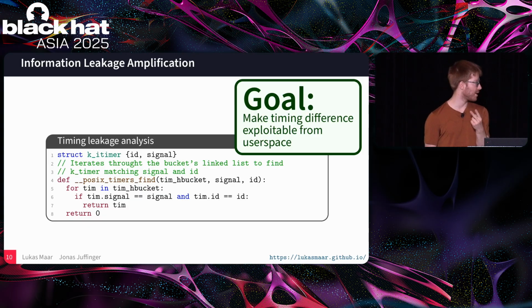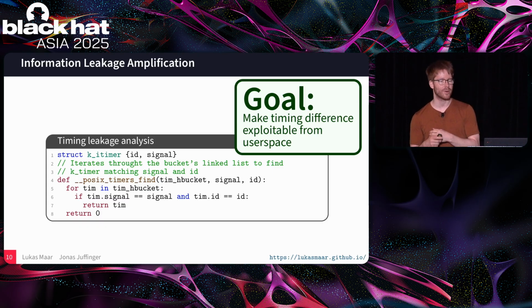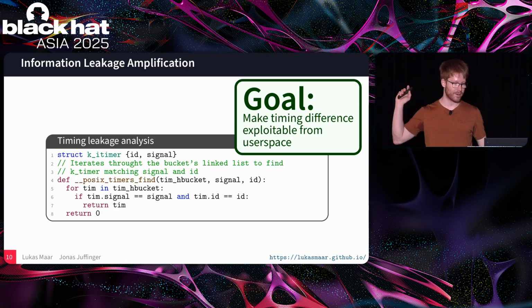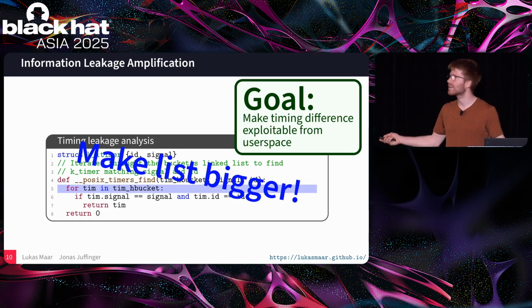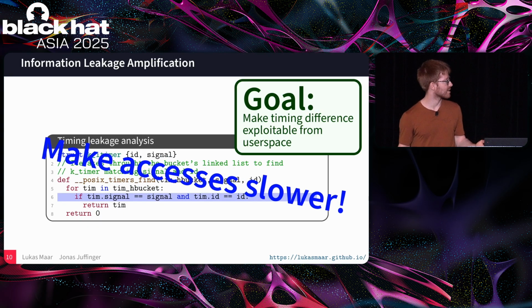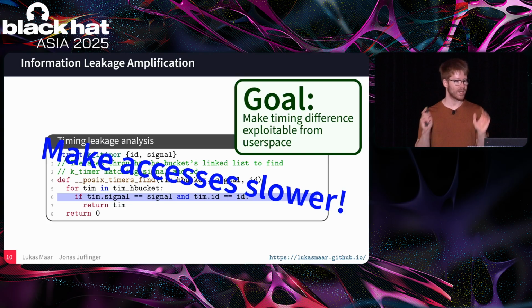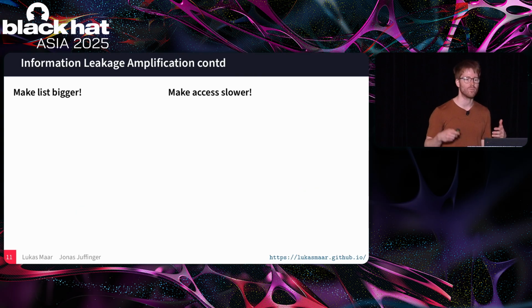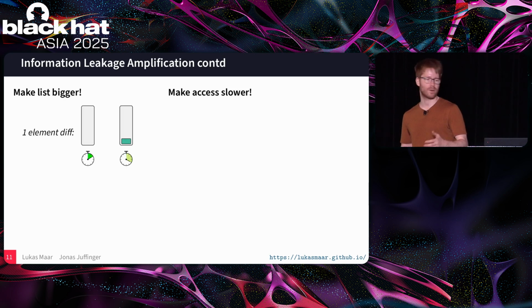And there are two possibilities how to make this timing difference larger. The first one is to make the list bigger. And the second one is to make these accesses slower. Now let's consider these two cases in more detail. Make the list bigger, so it's pretty straightforward.